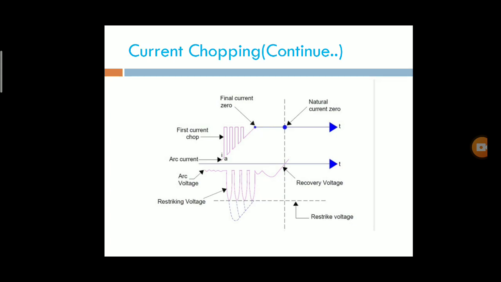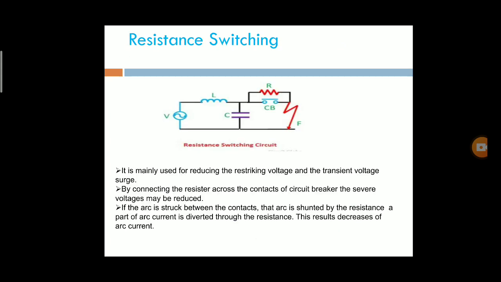Next topic is resistance switching. The main purpose of resistance switching is to overcome the effect of overvoltages due to the current chopping. The value of resistance used for resistance switching may be of the order of thousands of ohms. This is the diagram for the resistance switching.